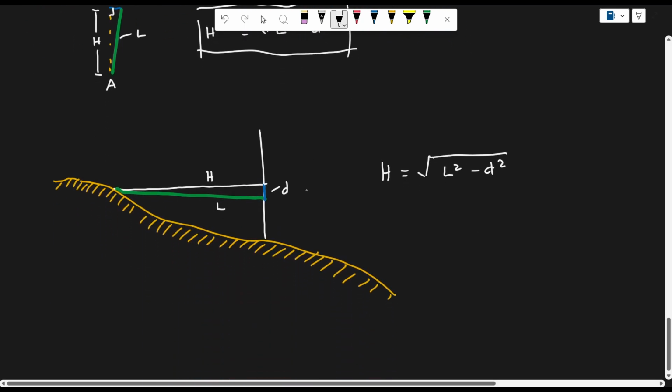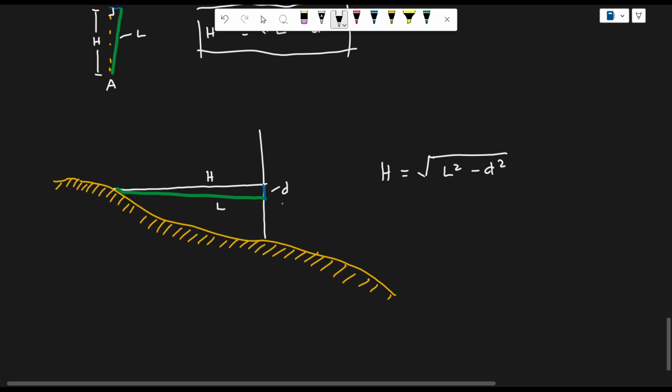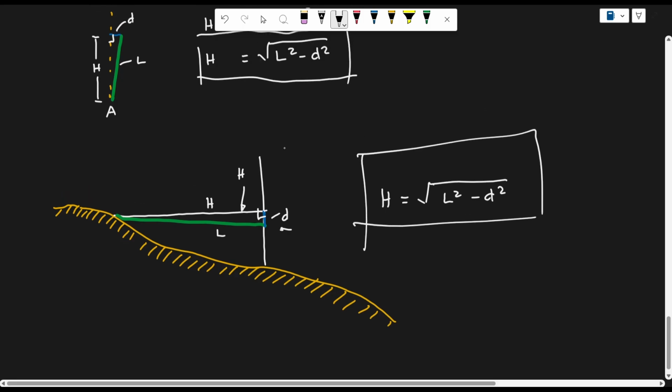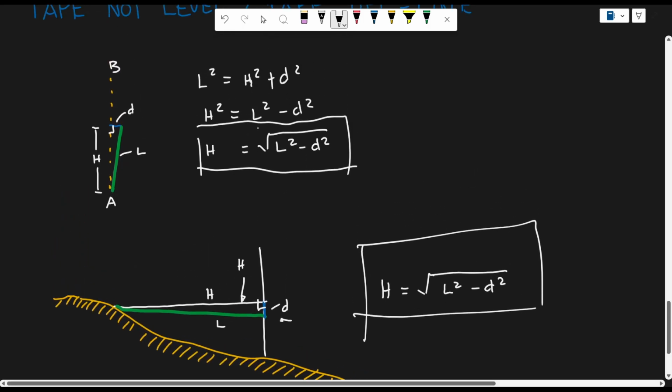Now the same thing happens if you have a tape is not level right here. So this is the ideal horizontal distance that we want, H. And then same thing, we have a triangle right here, a right triangle. So we can compensate for that using the Pythagorean theorem, the same formula right here. But this is a different scenario. This is a vertical, and this one right here is horizontal.